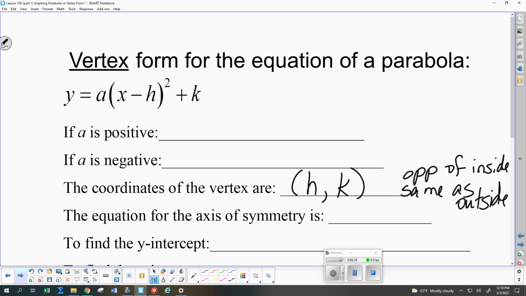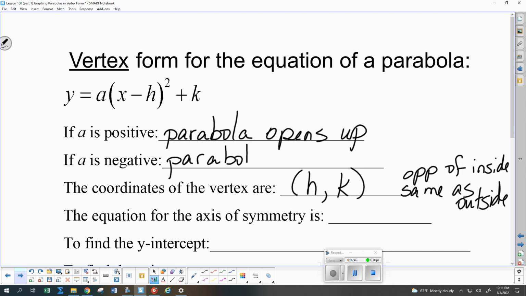So y equals x squared opens up, but if we put a minus, any kind of negative number in front of it, it's going to open down. So if a is positive, the parabola opens up. And if it's negative, the parabola opens down. And I am going to come back to the slide, so if you haven't finished, don't worry.